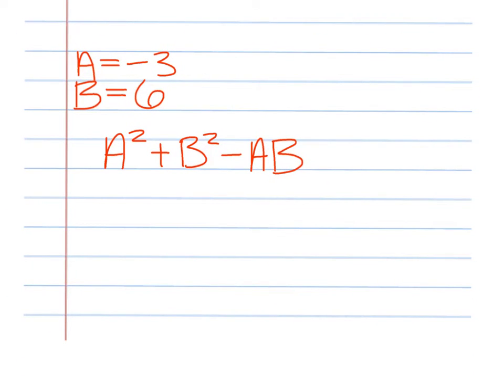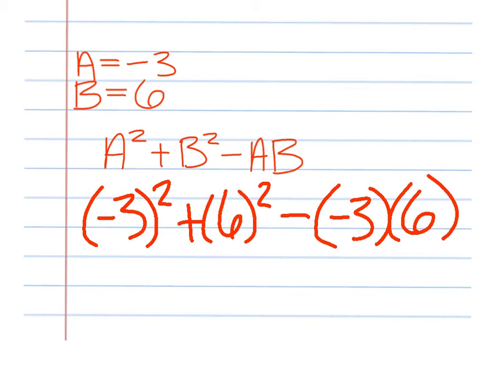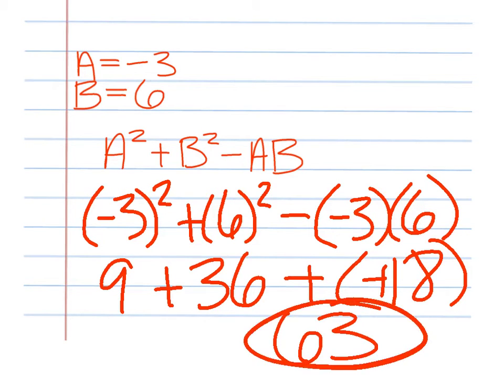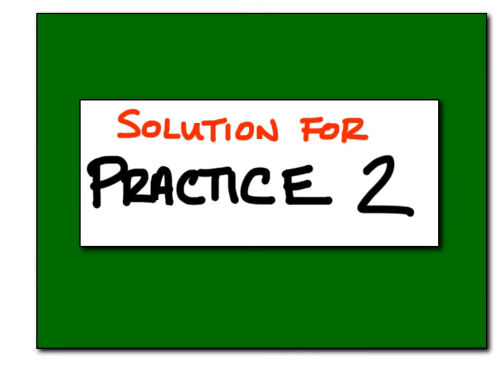Okay, for this one, we're going to have negative 3 squared plus 6 squared minus negative 3 times 6. So that's going to be positive 9 plus 36 minus negative 18, which means it'll be plus positive 18. Your final answer should be 63. The answer for this one should be 84.